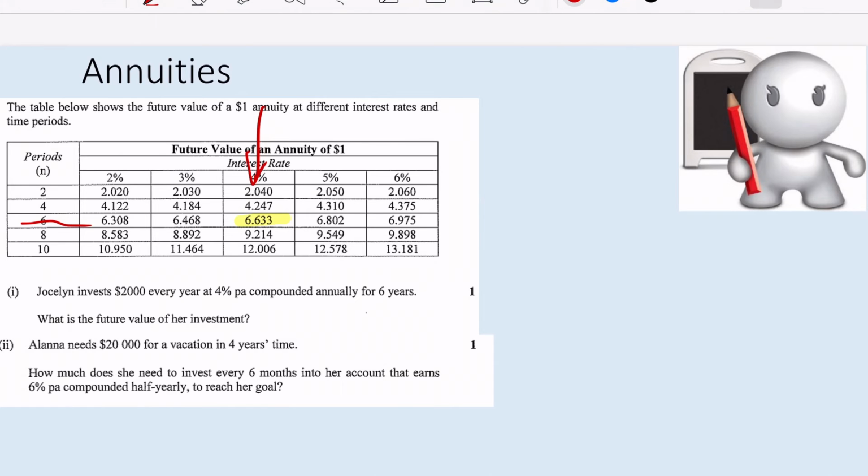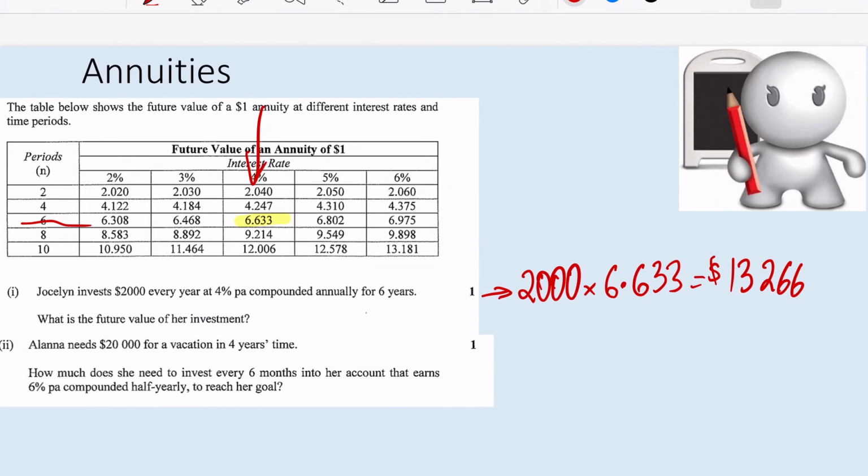All right, so what is the future value of her investment? So she is making a $2,000 investment every year. So after 6 years, all of those investments, okay, will have grown to 2,000 multiplied by 6.633 from the table. All right, and that amount will give us 13,266. That's a good question, okay? But I can also ask you some other things in regards to this answer.